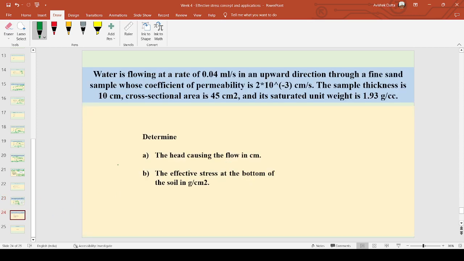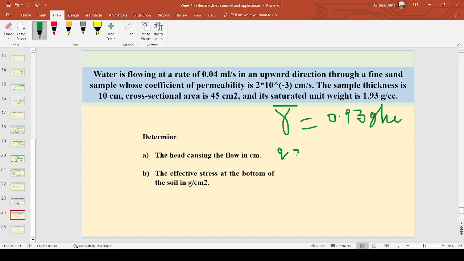Yes. So in this question, we have the flow rate, we have the value of K, we have the sample thickness, we have the cross sectional area, and we have the saturated unit weight. So first of all, we can find the submerged unit weight. Gamma submerged equals gamma sat minus gamma W. Gamma sat is 1.93, gamma W is 1 gram per cc. We get 0.93 gram per cc.